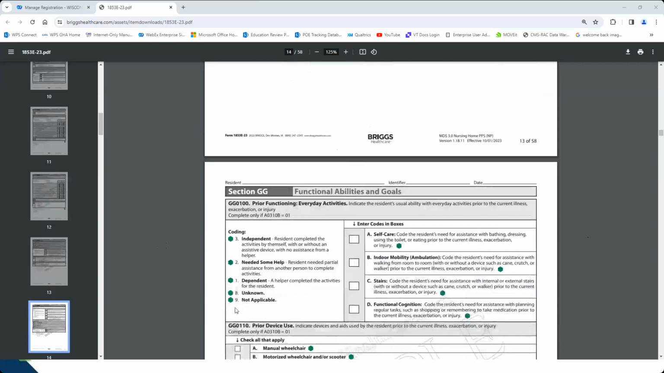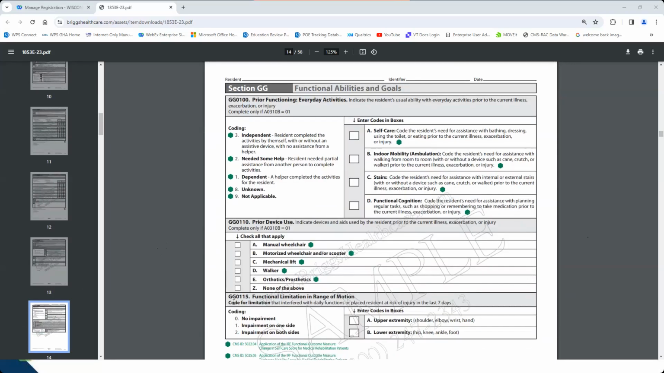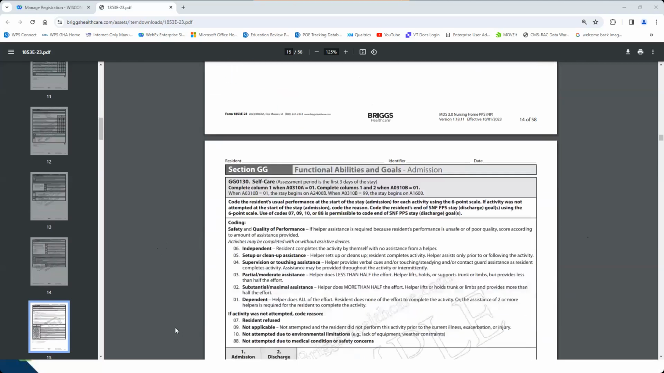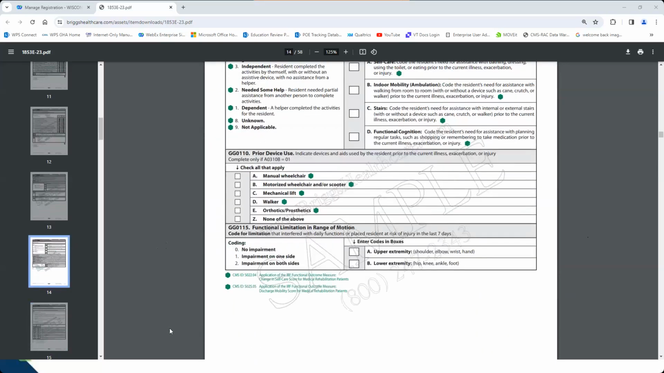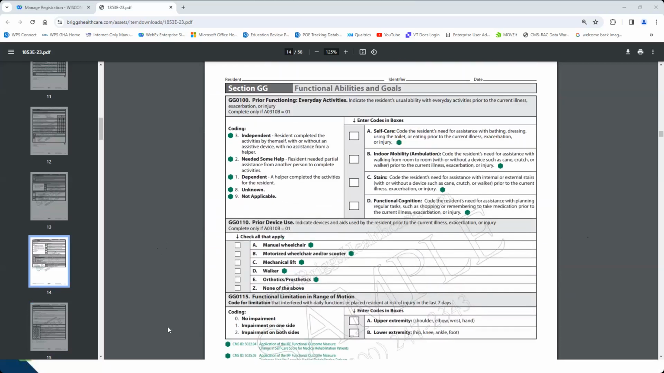All right, so section GG. Section GG is a big one. Money bags in section GG as we scroll through. So there is a lot of indication on payment in this area.